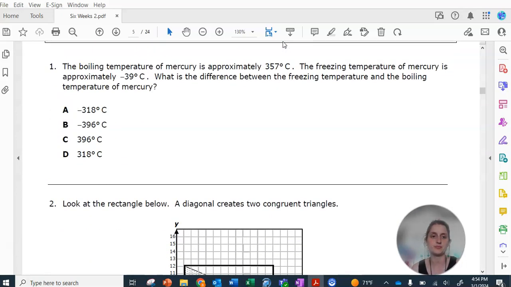On the other side. The boiling temperature of mercury, science, is approximately positive 357 degrees Celsius. The freezing temperature of mercury is approximately negative 39 degrees Celsius. What is the difference? Difference means we are subtracting between the freezing temperature and the boiling temperature of mercury. So you need to subtract those two numbers. Watch out for negative signs. Negative signs are not the same as subtracting signs. You can't just write this and then be like, yeah, that's a minus. No, that's minus positive 39. You need to have a minus and a negative sign.